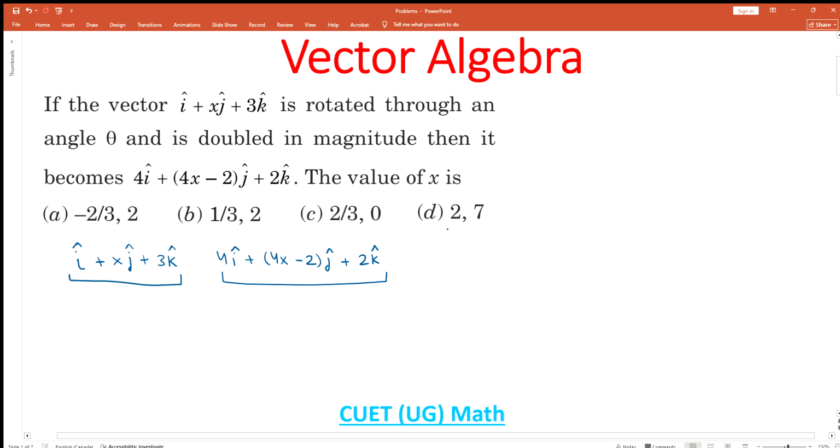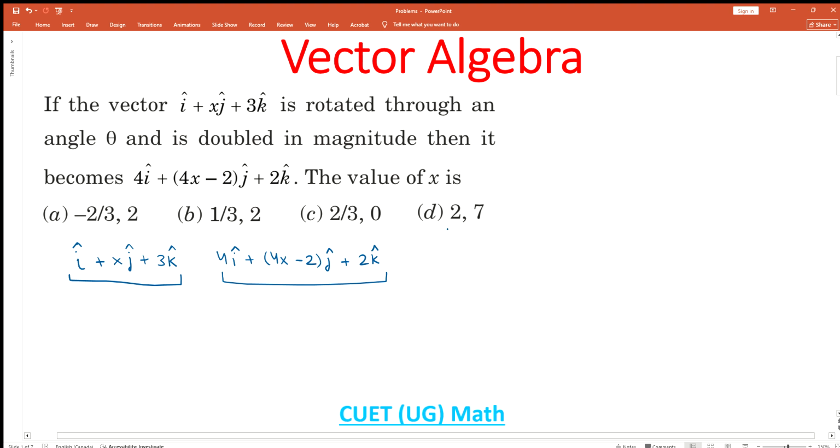Rotating a vector has no effect on its magnitude. So we can ignore the rotation of the vector i plus xj plus 3k through an angle theta to solve this problem, because the magnitude is not dependent on the rotation of a vector. So we should compare the magnitudes of these two vectors to find the value of x.